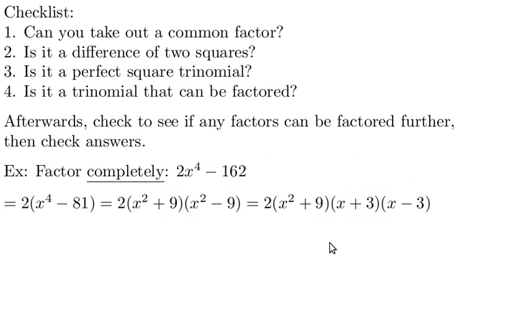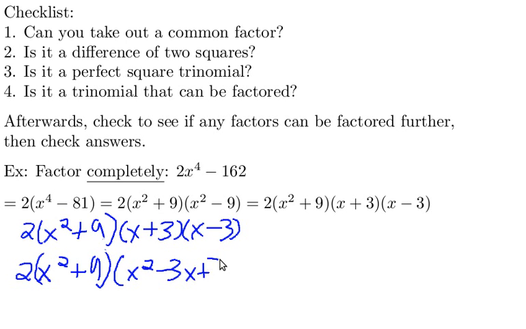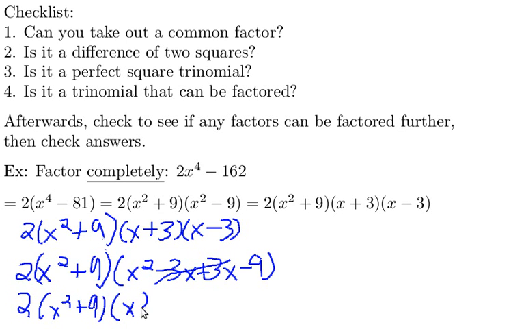Now, let's go ahead and check that answer. This one's going to take a little while to check. So we have 2 times x squared plus 9 times x plus 3 times x minus 3. Okay, I'm going to check this first by doing this part. So we'll have the 2 times x squared plus 9, need to put that in parentheses, like that. This stays the same, but this part right here will be x squared minus 3x plus 3x minus 9. 3x's will cancel like that. And then you have 2 times x squared plus 9. The x squared plus 9 still remains unchanged. And this will be x squared minus 9.